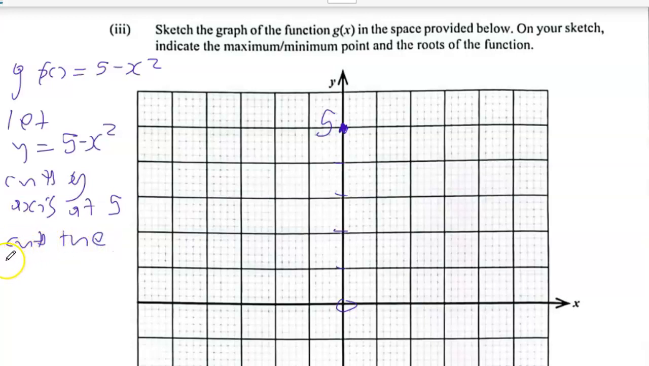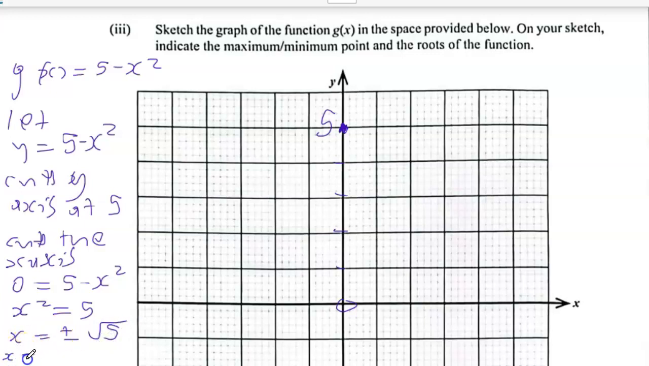The graph will cut the x-axis when y is 0. So when y is 0, what we have is 0 equal 5 minus x squared. Solving for x, we can group x squared over here. So we have x squared equal positive 5. So x is equal to plus or minus the square root of 5, that's approximately plus or minus 2.24.